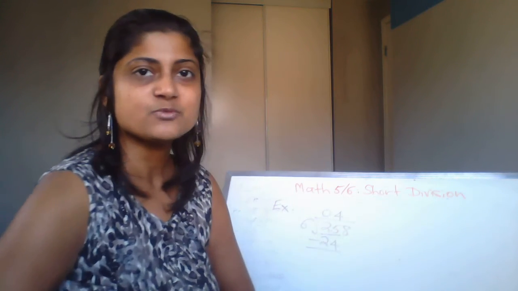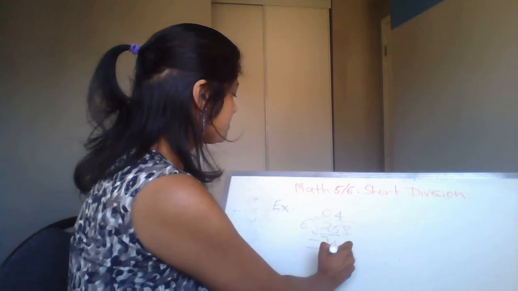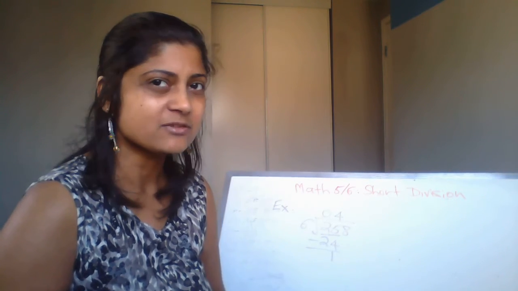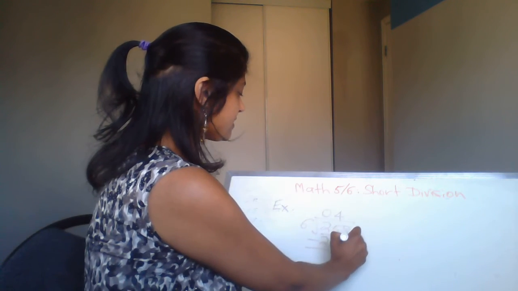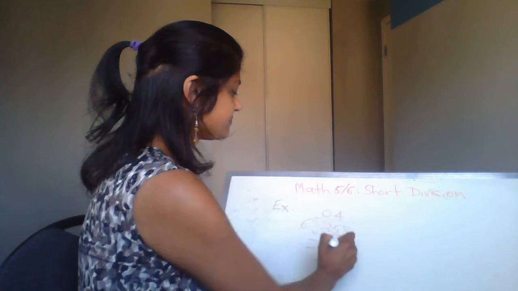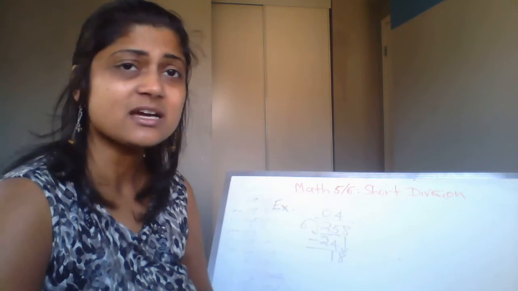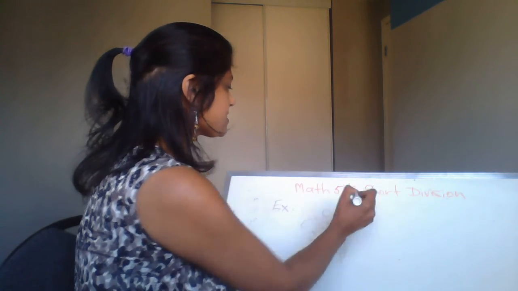And then we're going to subtract these two numbers. So 25 minus 24, which is equal to 1. What's the next step right after that? I'm going to bring down the next number. I'm going to bring down the 8, so put an arrow there. And my whole number here becomes 18. How many times does 6 go into 18? And I know the answer is 3.